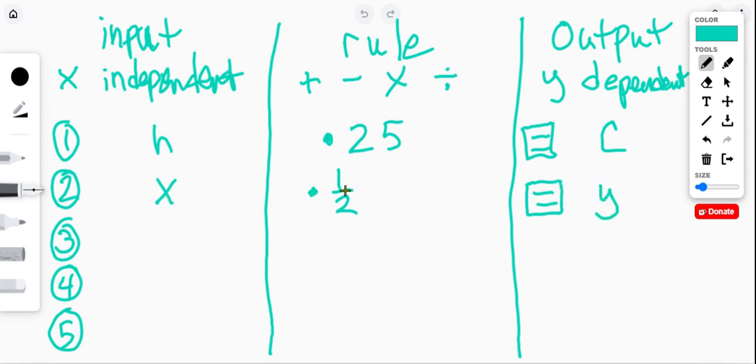So multiplying by 1/2 is also a fraction, 1 divided by 2. So then you could also write this as the rule multiply by 1/2 or divide by 2. So you're going to check the table which one is dividing by 2.